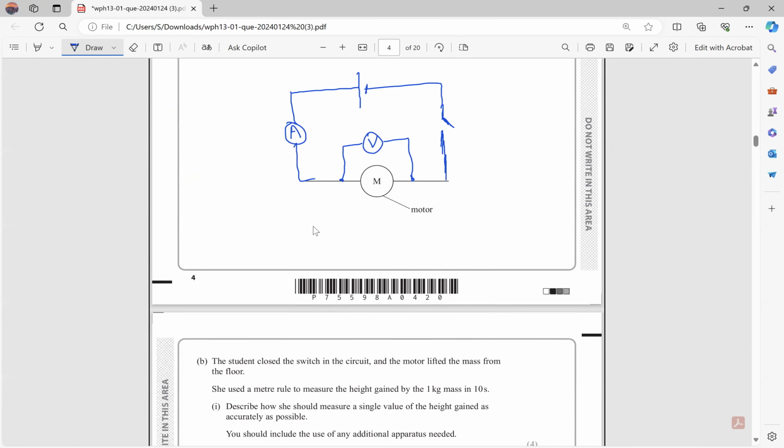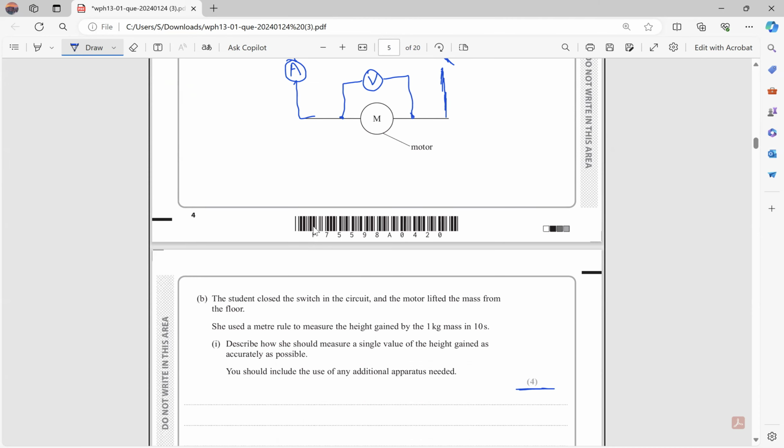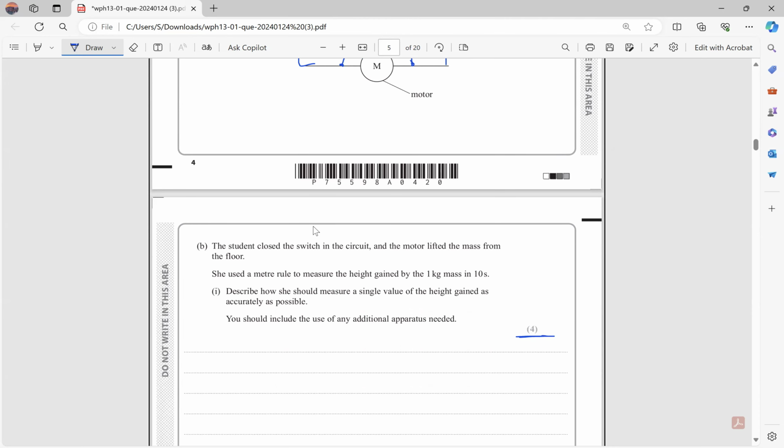Again, I may forget this sometimes, but remember, whenever you're doing a question, you must always look at how many marks are allocated to it, because that gives you an idea of how much to write for that specific question. So if it's a 4 marks question, we need to write 4 points about how to get an accurate value of height. See, the question is not just how to measure height, it's how to measure height as accurately as possible.